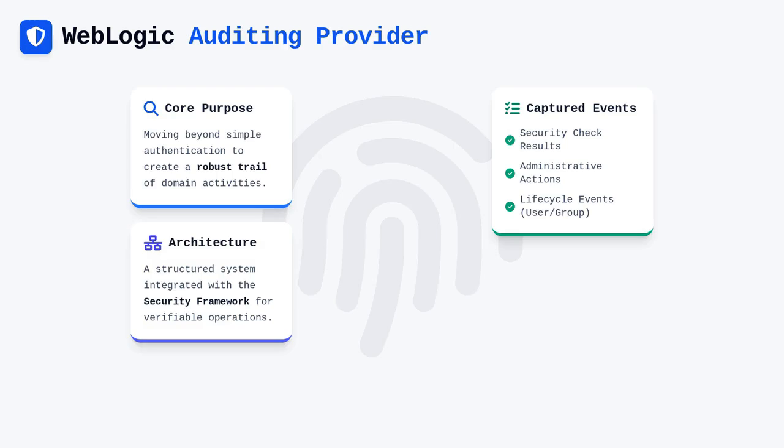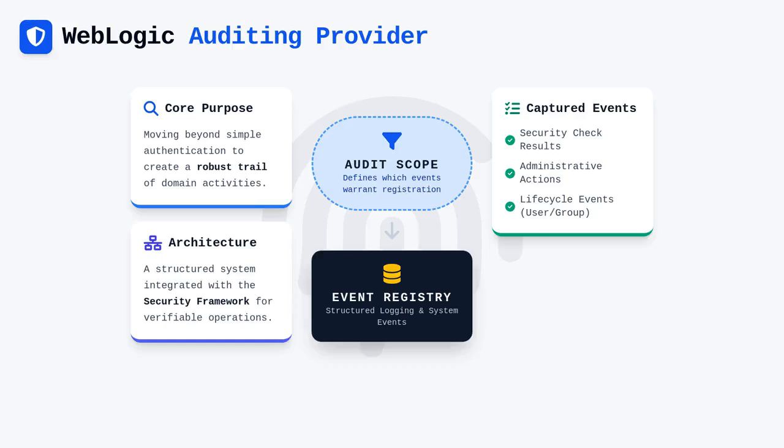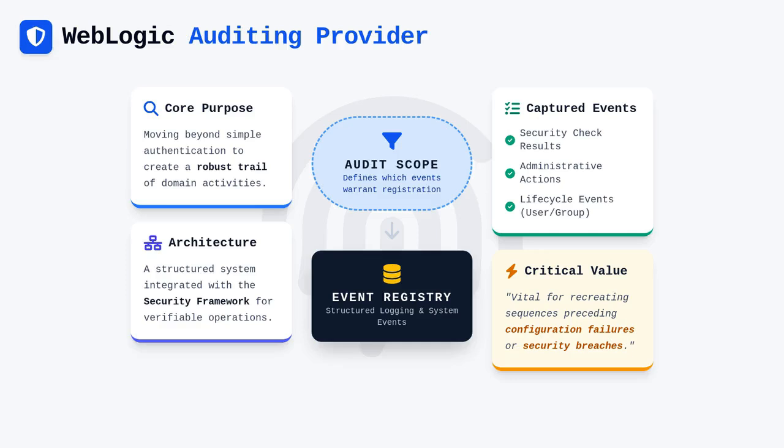From an architectural perspective, this isn't just about logging text to a file. It is a structured system that integrates with the security framework to ensure that sensitive operations are verifiable. When you configure the auditor, you essentially define an audit scope that determines which events warrant a registered entry. This becomes vital when you need to recreate the sequence of operations that preceded a configuration failure or a security breach within your production environment.